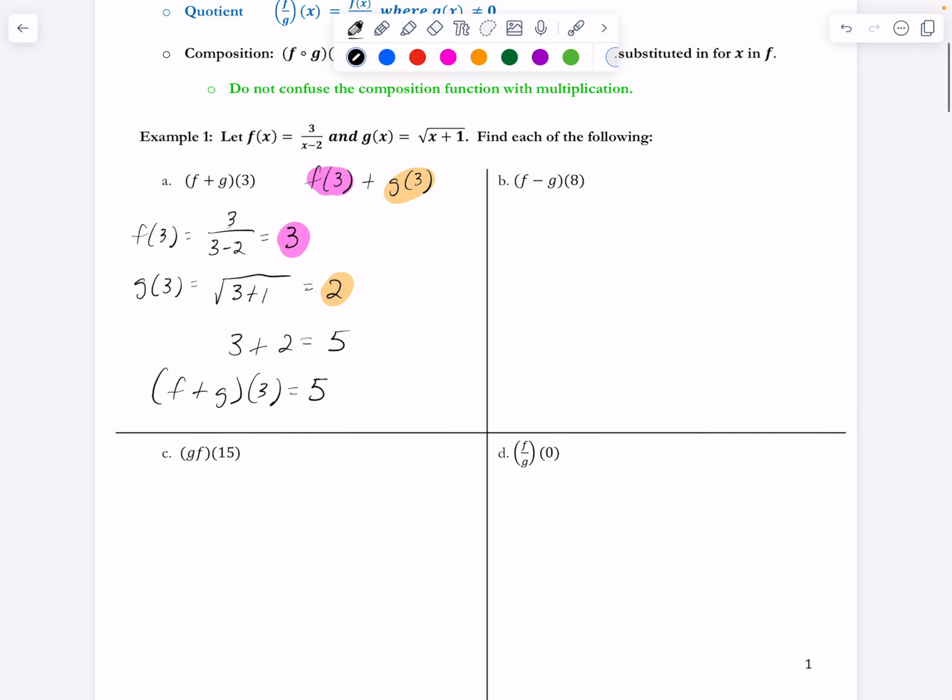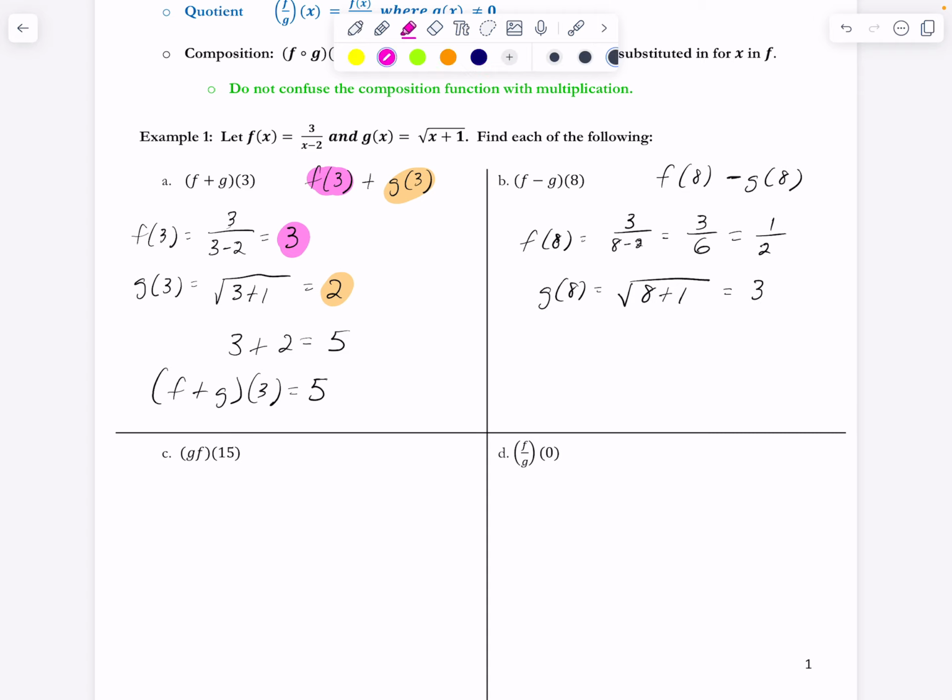All right, so I'm going to write f of 8 minus g of 8. I'm going to first find f of 8, which is 3 over 8 minus 2. 8 minus 2 is 6. Reducing 3 sixths, you get 1/2. Feel free to use a decimal if you'd like. g of 8 is going to be the square root of 8 plus 1. 8 plus 1 is 9. The square root of 9 is 3.